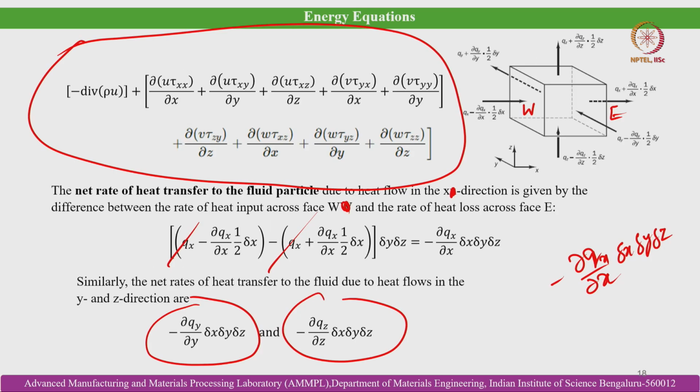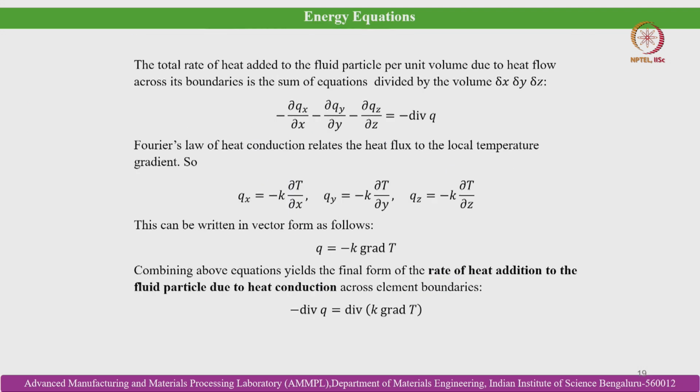So now what we are doing is just adding these three quantities. The resultant expression is minus del qx by del x, minus del qy by del y, and minus del qz by del z. Because we are dividing by delta x, delta y, delta z, that is the volume, the resultant expression comes out as minus divergence q.